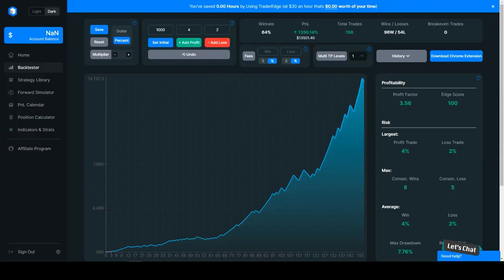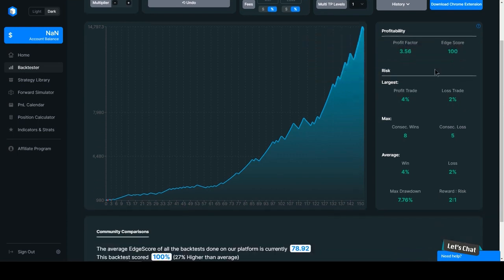After backtesting this strategy 150 times, we see that the win rate was 64%, which is really good for a risk-reward ratio of 1 to 2. The gain on the account was 1,350% over a backtesting period of 14 months.